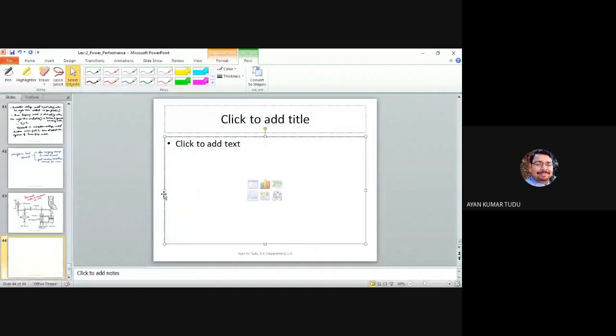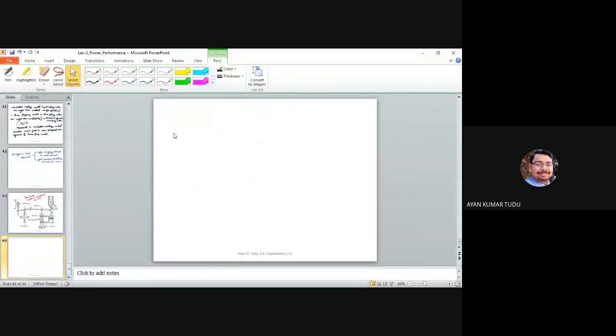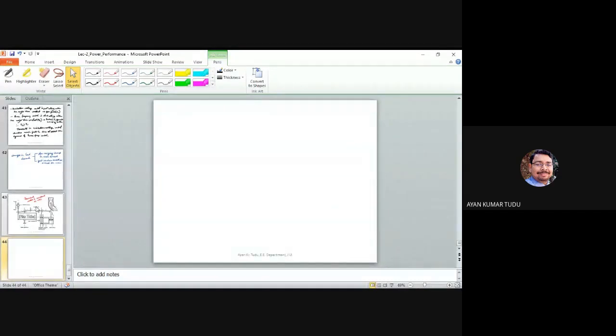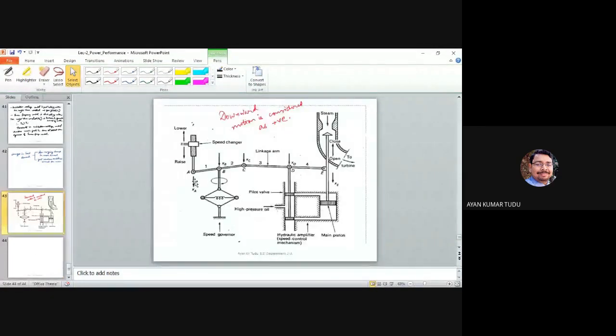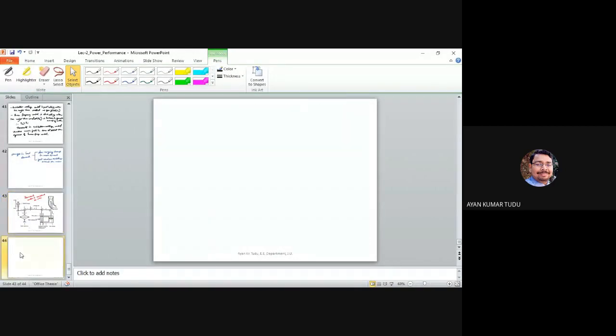As you can see, the change in position A is due to the power increase command that is given at the speed changer. Let the power increase command given at the speed changer be represented as delta PC. This is the power increase command that has been given at the speed changer position. So there is a change in the position of A, which is given as delta XA.